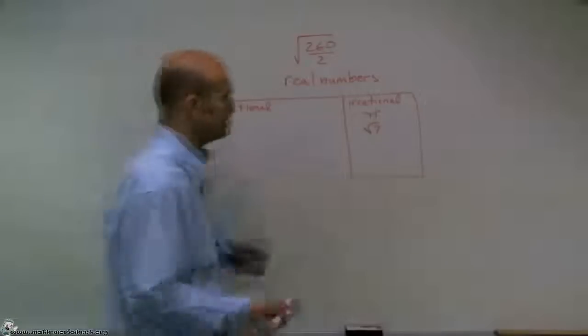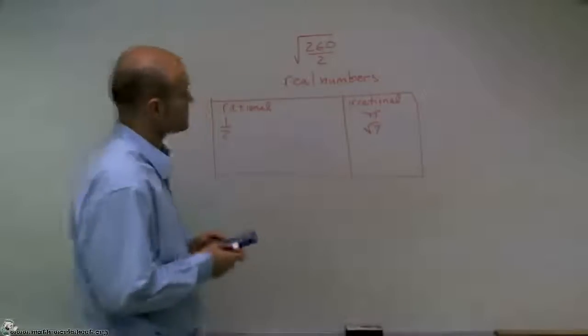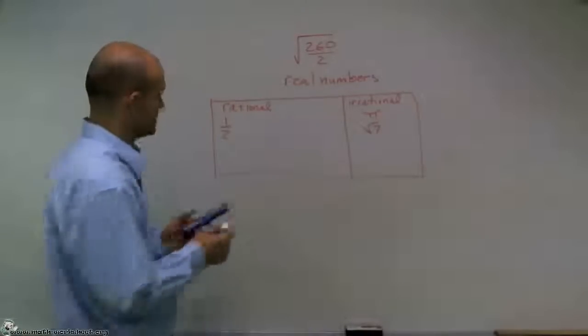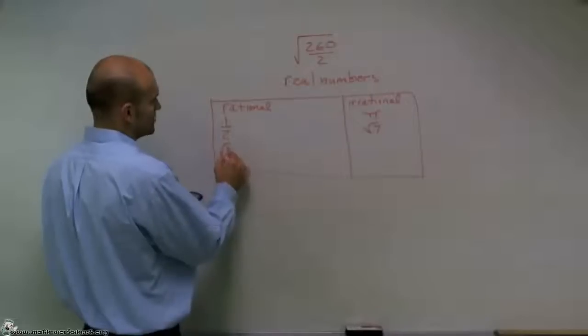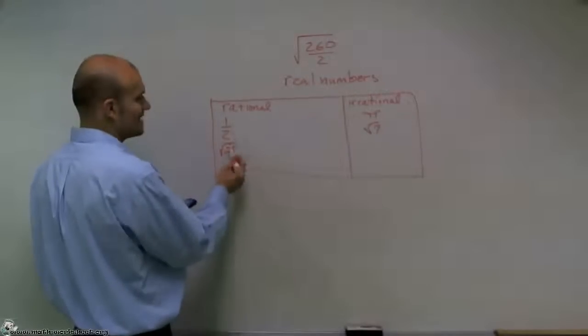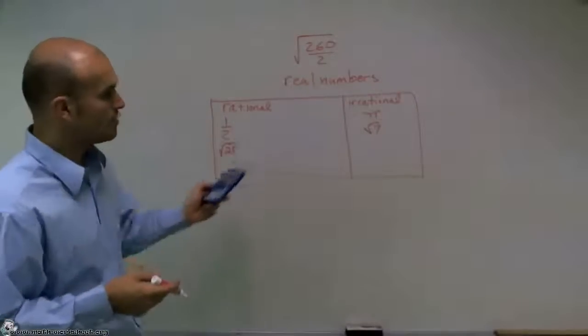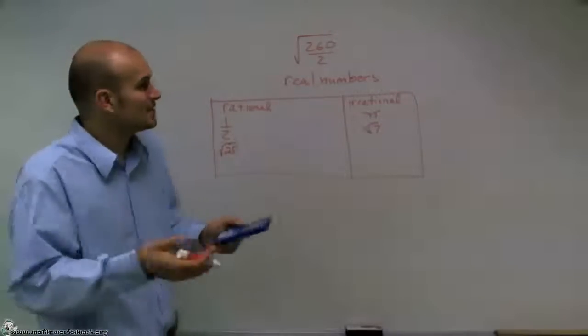numbers. If I look at this, however, radical 25 is a rational number because that equals 5, a whole number. However, radical 7 equals a decimal that goes on forever.